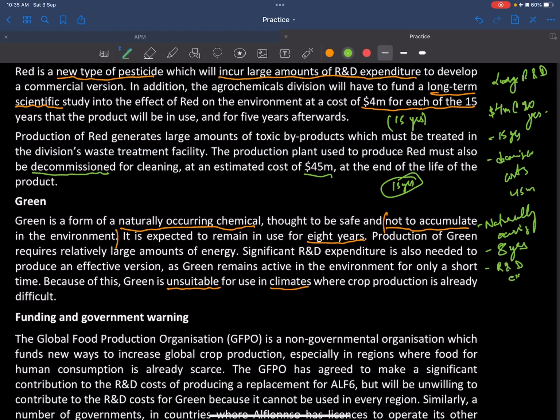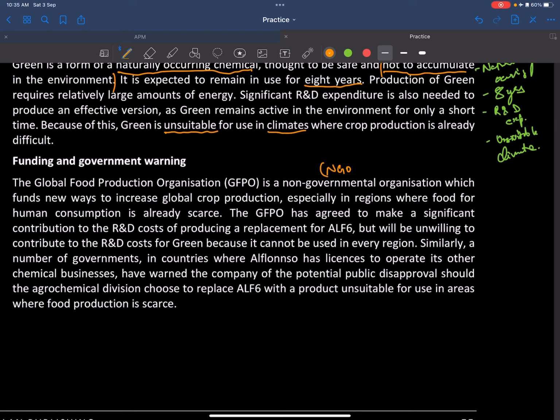And then funding and government warning. The Global Food Production Organization (GFPO) is a non-governmental organization. Okay, it's an NGO, right, which funds new ways to increase global crop production, especially in the region where food is already scarce. So GFPO has already agreed to make a significant contribution to the R&D of producing a replacement. So it's going to contribute to R&D, but will be unwilling to contribute to the R&D cost for green because it cannot be used in every region. Okay, so it's not going to be funding green. No funding.